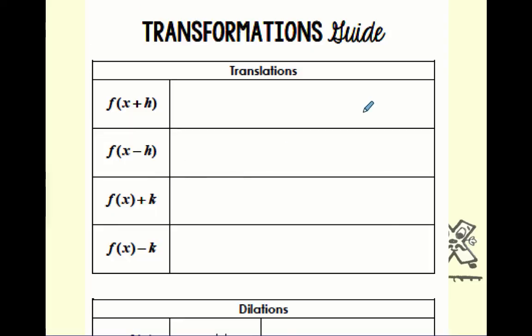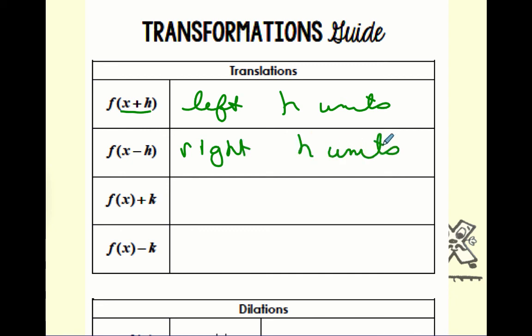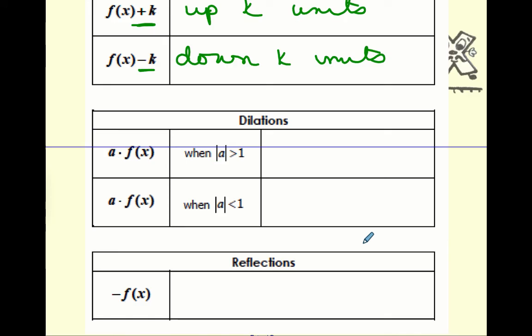So now let's go ahead and just review. Okay, so x plus h, and again, we're assuming that h and k are positive numbers. Remember, this is going to move it left h units. So this one would move it to the right h units. This one is outside, so it's going to do exactly what it says, vertically. So this is up k units, and this one would be down k units.